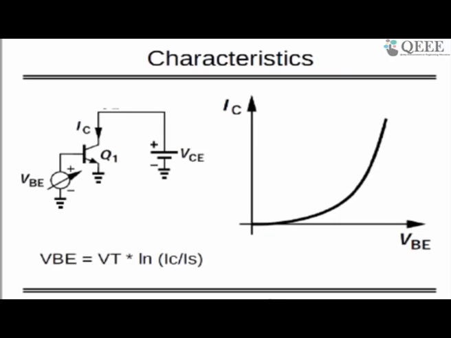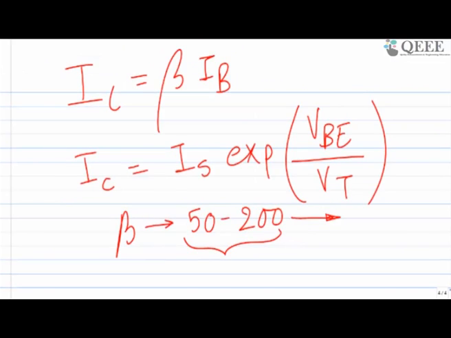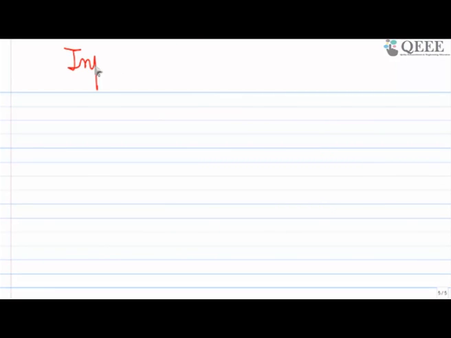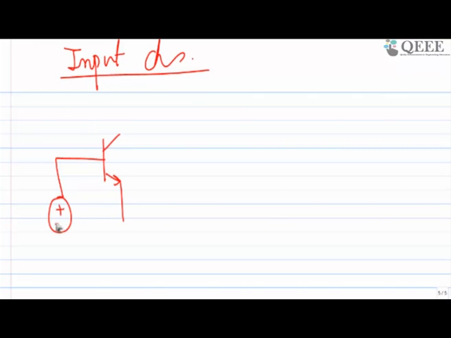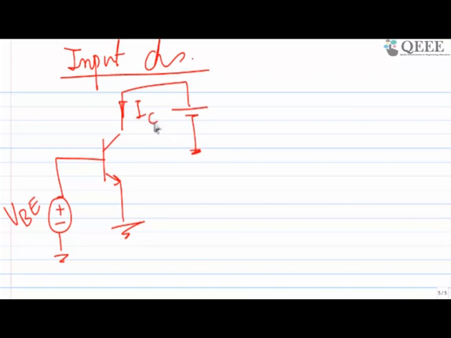Now look at the input characteristic. How does it look like? Okay, I want to draw the input characteristic. The input characteristic looks like this. When there is a BJT and we connect some VBE voltage here, and I am checking how much collector current is flowing through it, it's called the input characteristic. This is very well known to us.